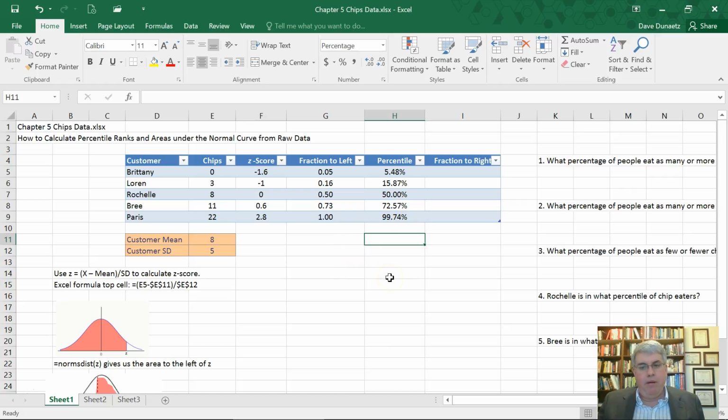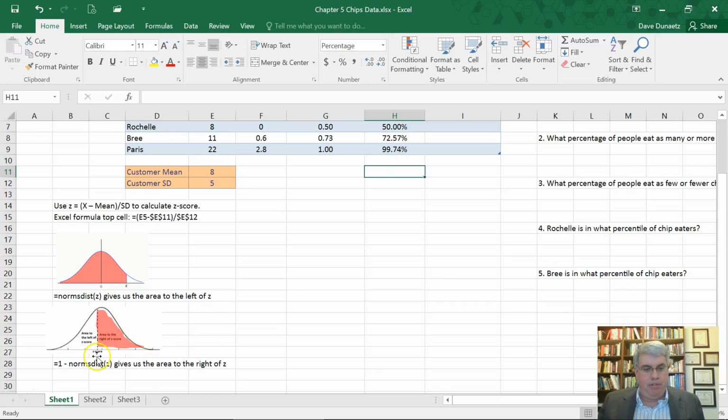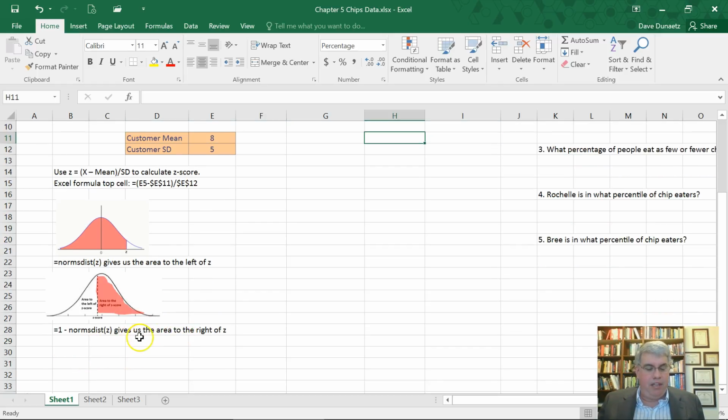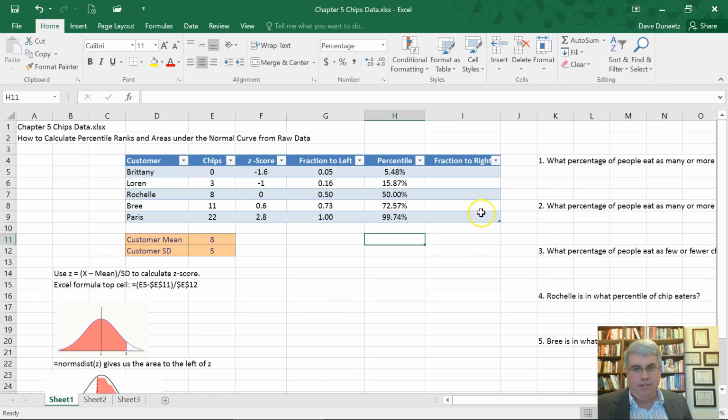Now we might want to know what percentage of people eat more chips than the person in question. That would be the area to the right of Z. The way we can calculate the area to the right of Z is we know that the total area of the normal distribution is 1. So if we say 1 minus this area, the pink area there, the NORM.S.DIST of Z, that'll give us the area to the right of Z.